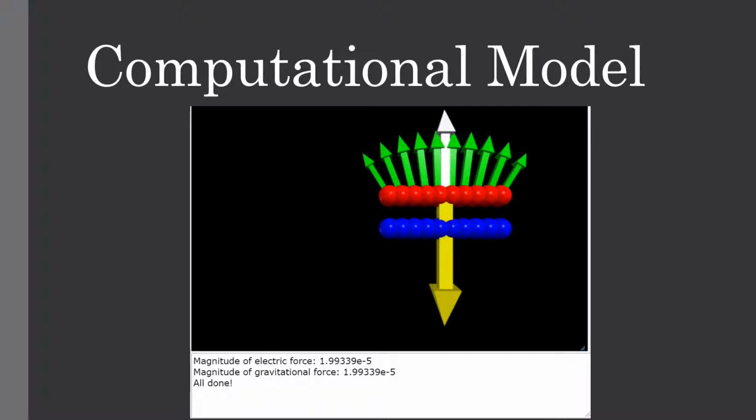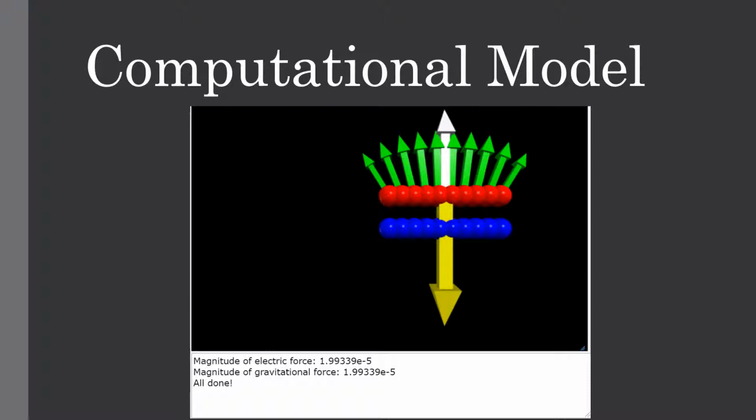In the model, you can see the charges in red representing the top piece of tape and the charges in blue representing the bottom piece. The charges are separated by a distance of 1.5 centimeters as measured during Lab 1. The large yellow arrow represents the gravitational force acting on the top piece of tape. The large white arrow, which is equal in magnitude to the gravitational vector, represents the net electric force acting on the top piece of tape by the bottom piece.